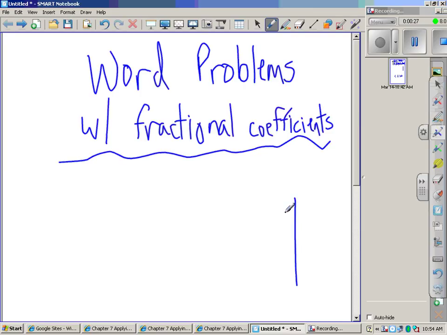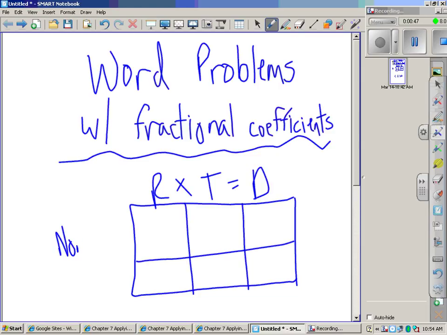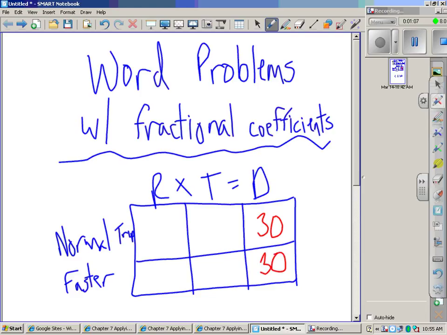So we quickly realize that this is a rate times time equals distance problem. I'm going to show you a little differently than the way the book approaches this. So rate times time equals distance. We have the normal trip, and then we have if she drives faster. One of the differences from the rate times time distance problems we've done before is that they give you the distance. So we're actually going to fill in 30 and 30.